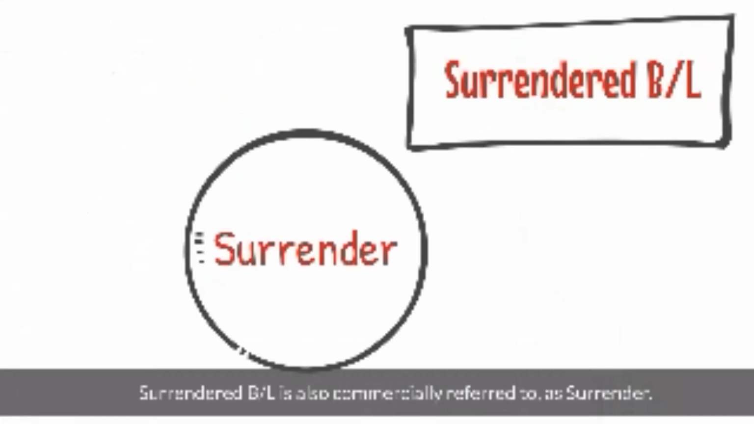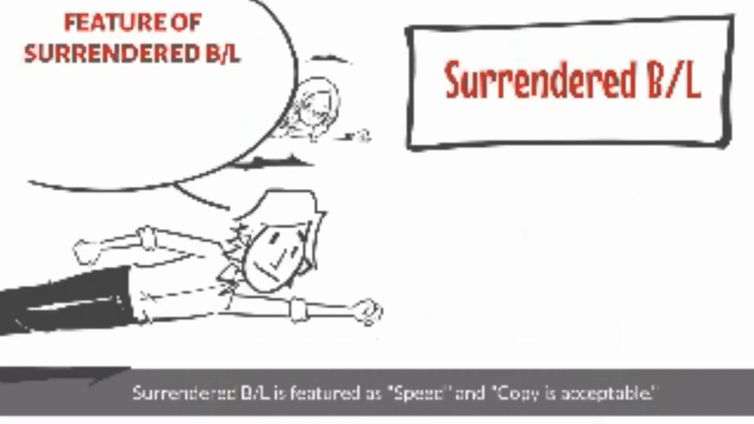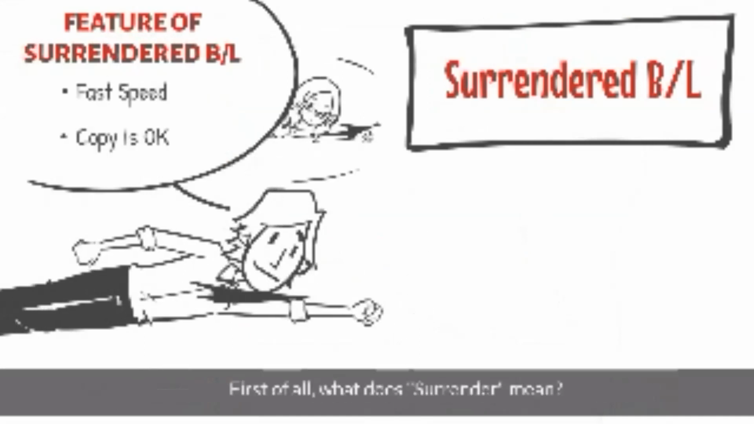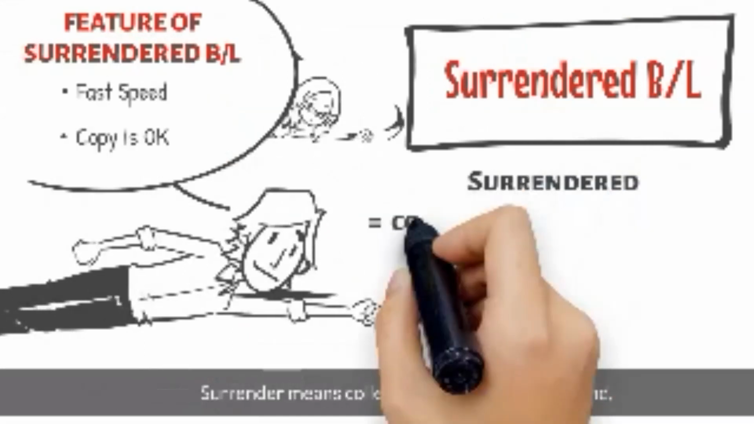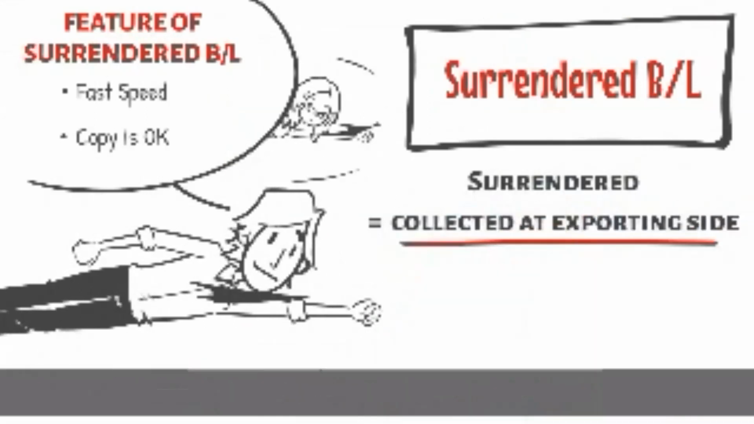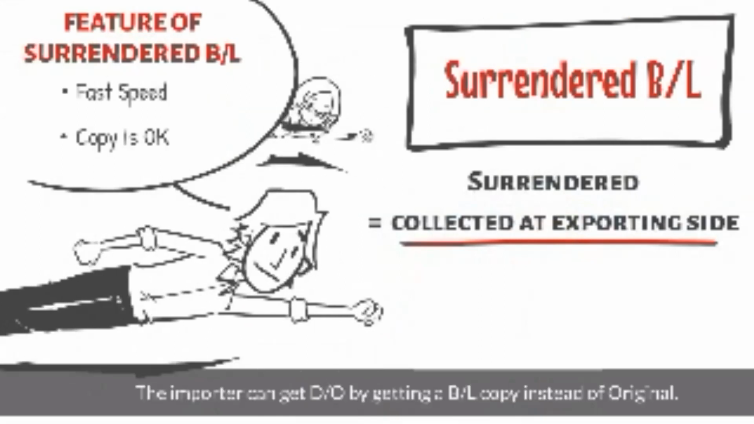Next, surrendered BL. Surrendered BL is also commercially referred to as surrender. Surrendered BL is featured as speed, and a copy is acceptable. First of all, what does surrender mean? Surrender means collecting the BL by an original end, which means collecting the BL at the exporting side. Once it is surrendered, the BL may not be original.